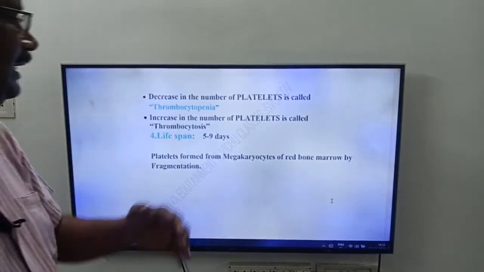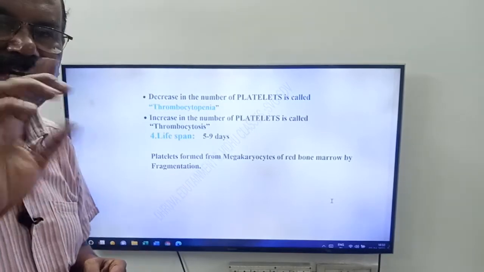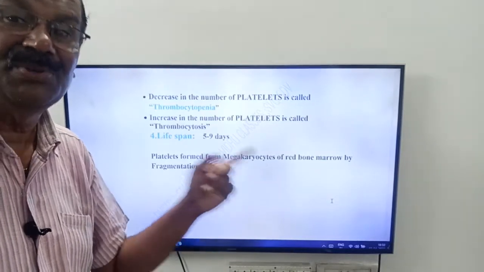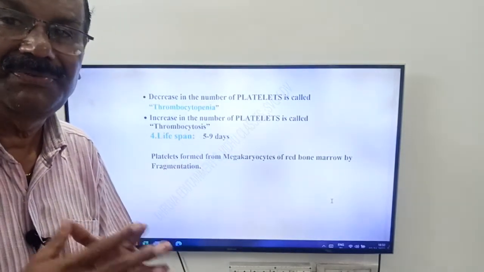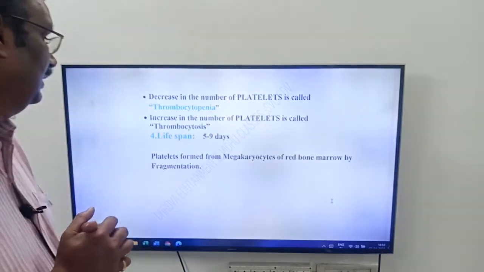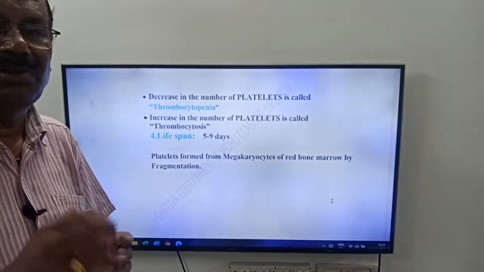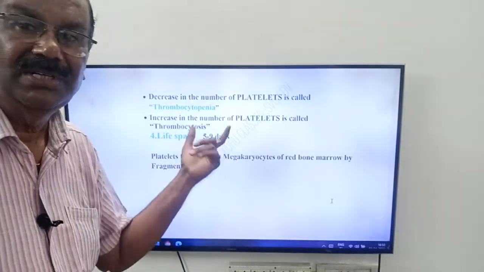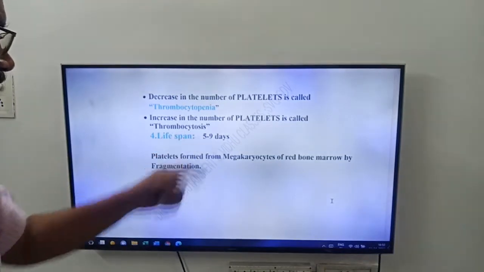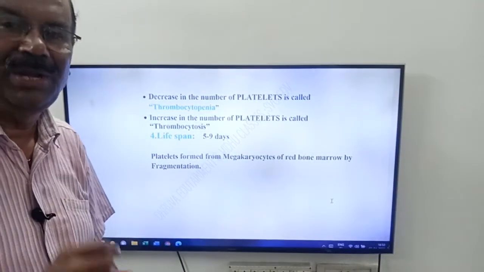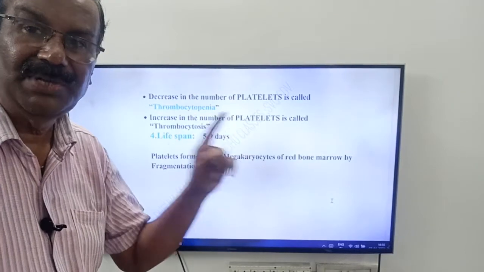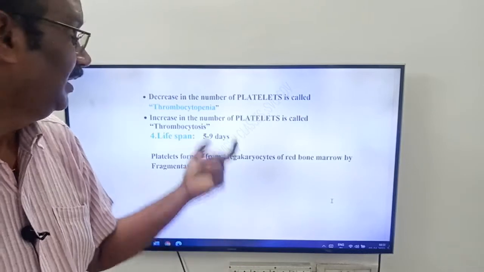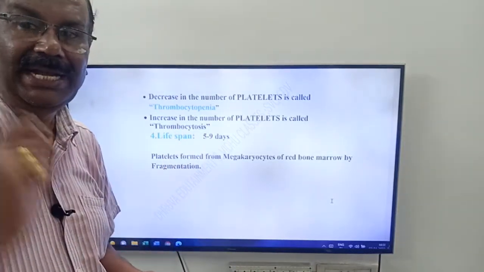Once again, decrease in the number of platelets is called thrombocytopenia. Erythrocytopenia, leukopenia, thrombocytopenia. Increase in the number of platelets is called thrombocytosis. Erythrocytosis, leukocytosis, thrombocytosis. What is their lifespan, friends? 5 to 9 days only. Lifespan of RBC 120 days. Lifespan of WBC a few hours to a few years. Lifespan of platelets 5 to 9 days only.